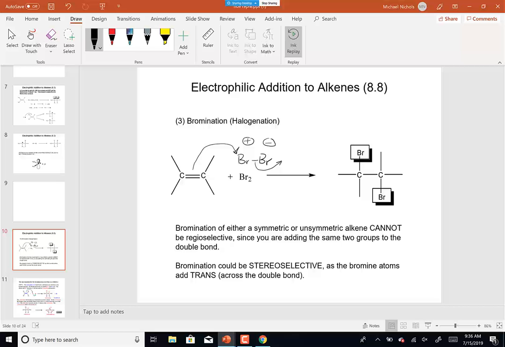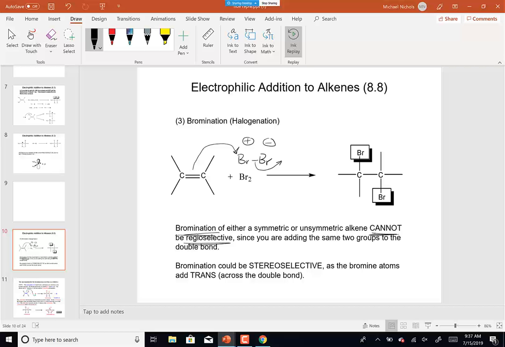So since I'm doing bromination and I'm adding two Brs, could that reaction be regioselective? And the answer is no. Because the whole idea is, for regioselectivity, if you add the groups this way and then you add the groups this way, you get two different products. Well, if I add two Brs this way and two Brs that way, I get the same product. So this reaction cannot be regioselective.